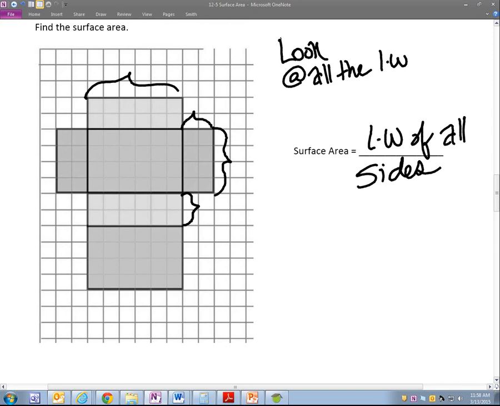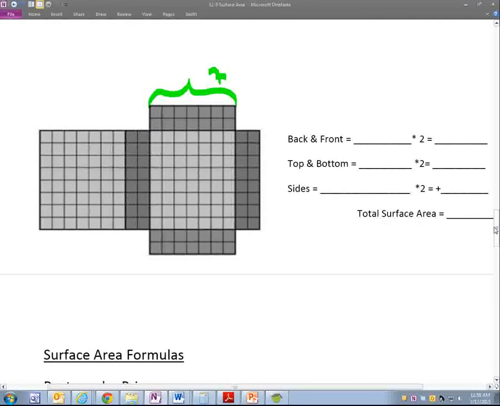Length times width of all sides. You need to look at all the length times width, all the sides. Ooh, that was close. On this one here, it would be different sides. You need to pay attention to how many different flavors of sides we had. Does that erase what it does? Okay, how many different sides do we have? Because we have the back and the front.